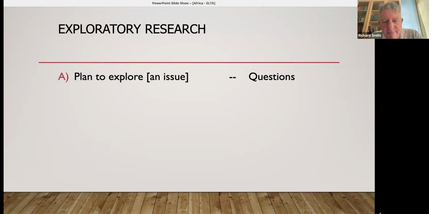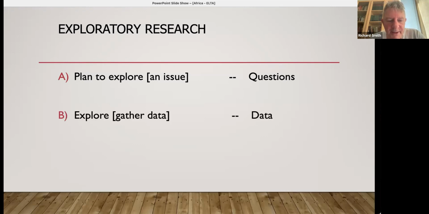Exploratory research means planning to explore an issue, and you have questions that you associate with that stage. That's where we are now. You're planning to explore with questions. You're also planning how to get information, how to get data. That's the next stage, because you're going to explore. But now we're planning, aren't we? You've got the questions. Now we're thinking what kinds of data will I need to answer my questions? And when you have a plan, then you're going to go and explore. You're going to gather data.